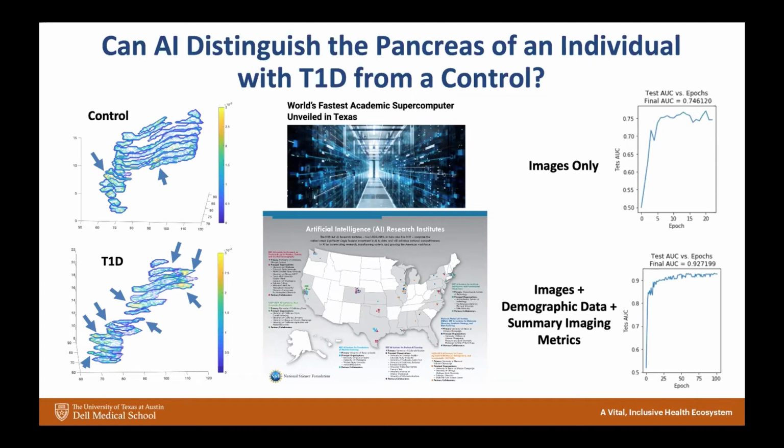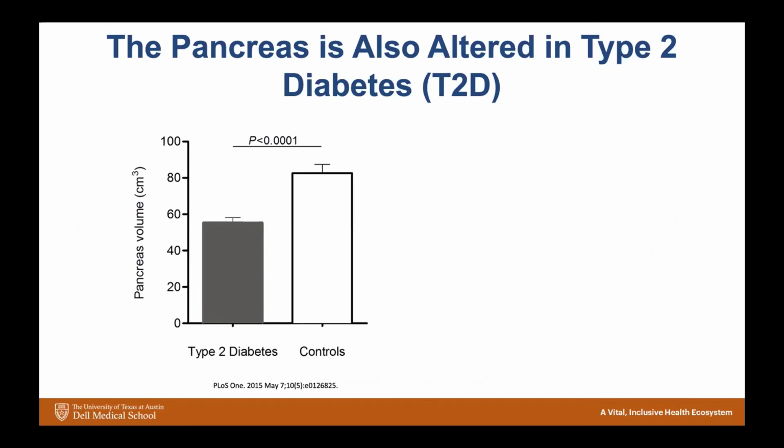And those are the people we think are going to end up getting type 1. Okay, so I'm going to switch gears here a little bit, and I mentioned that the pancreas is also affected in type 2 diabetes. We've done less work in the field of type 2 diabetes. Most of ours has been primarily in type 1 diabetes.